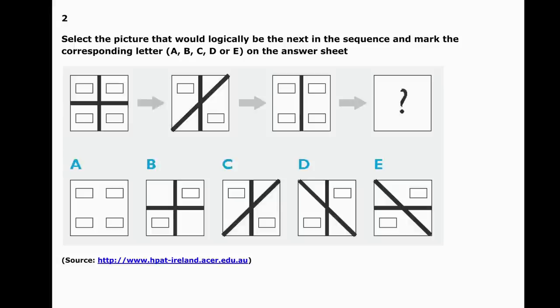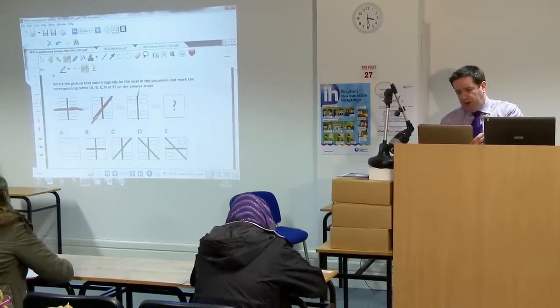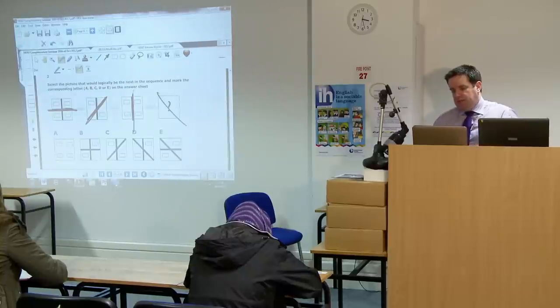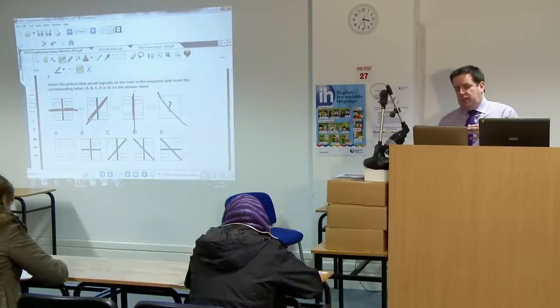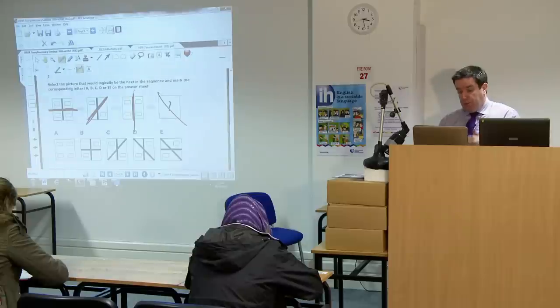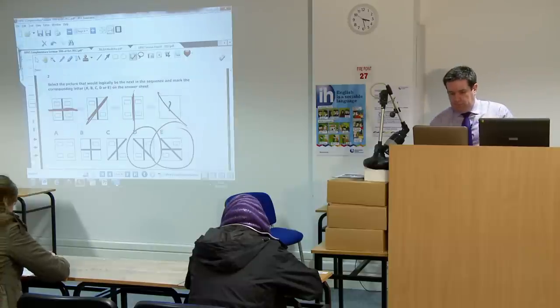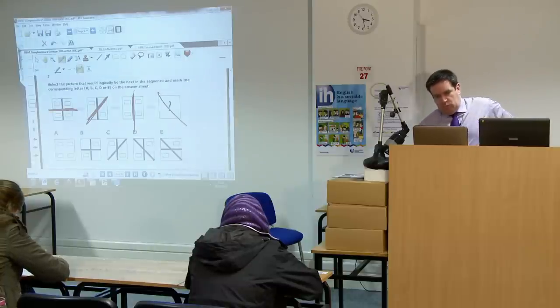Looking down at number 2, a terribly easy one. This is another one of the techniques called building and replacement. What you basically have here, and you can all see it, is this particular line. It's moving in an anti-clockwise way, one position each time. Therefore, we know the next time it's going to be like that. We can also see that any time the line crosses two squares, it rubs them out. So in this particular one, what we're looking for is one in which the line is going diagonally, which is these two. But which one of them actually is it? Is it D or is it E?